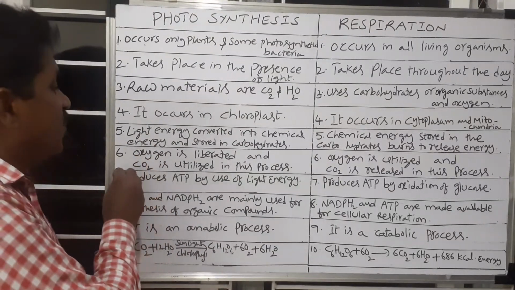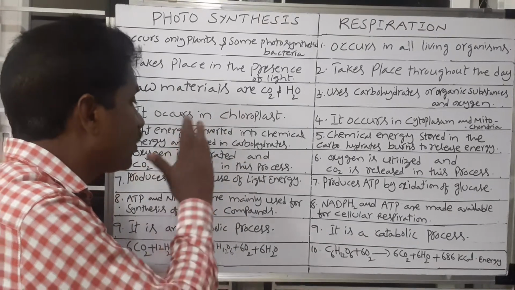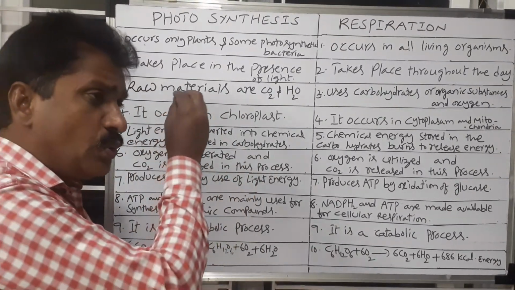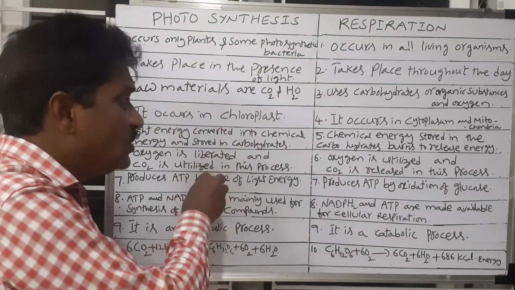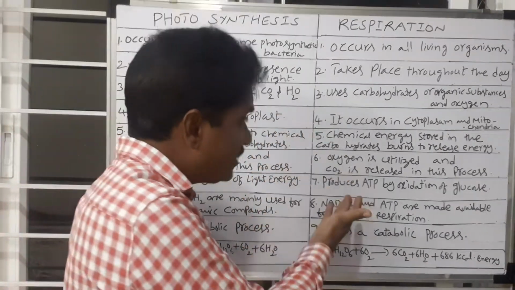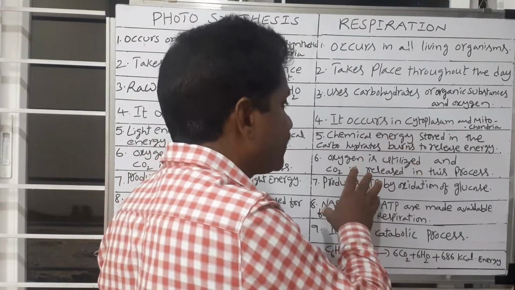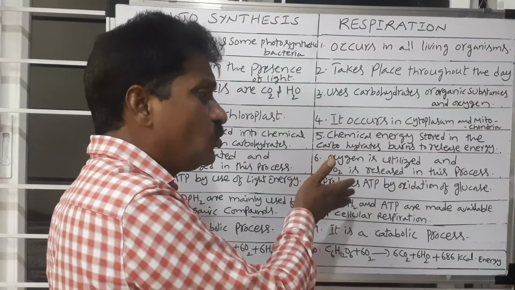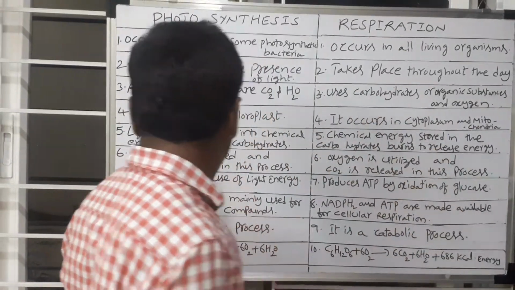In the photosynthesis process, oxygen is liberated and carbon dioxide is utilized. Oxygen is released, carbon dioxide is utilized in photosynthesis. But in the respiration process, oxygen is utilized and carbon dioxide is released. Children, oxygen is used and carbon dioxide is released in respiration.